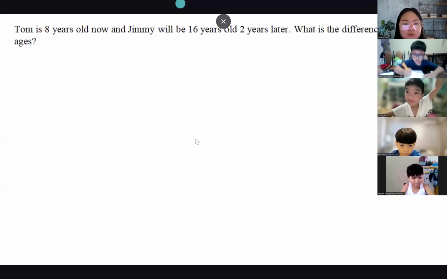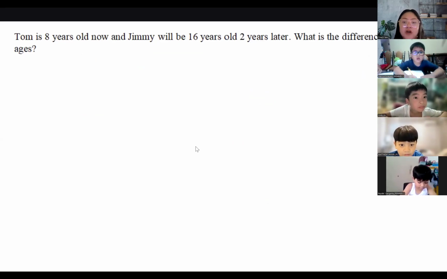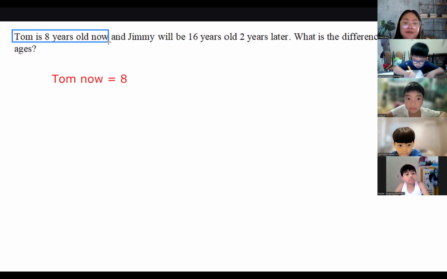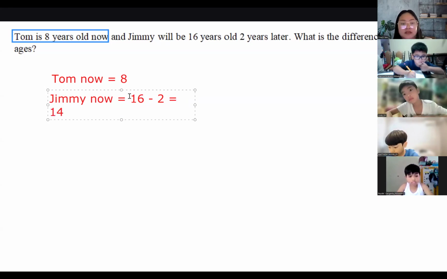Okay, let's do number 2. Tom is 8 years old now and Jimmy will be 16 years old 2 years later. What is the difference between their ages? So, you know that Tom now is 8 years old. Where did we get this? From here, given in the problem. And then Jimmy will be 16 years old 2 years later. So Jimmy now is just going to be 16 minus 2, because 2 years later just means 2 years from now, or 2 years after from now. So you minus it, you get 14.